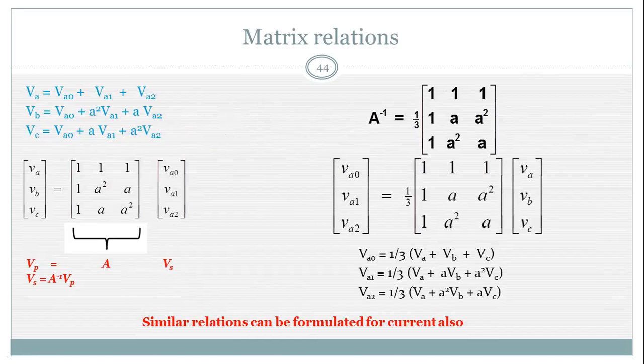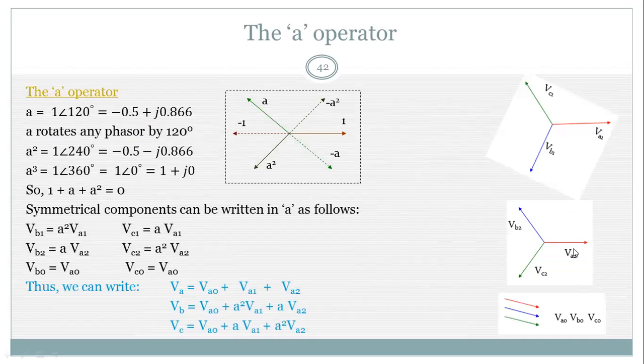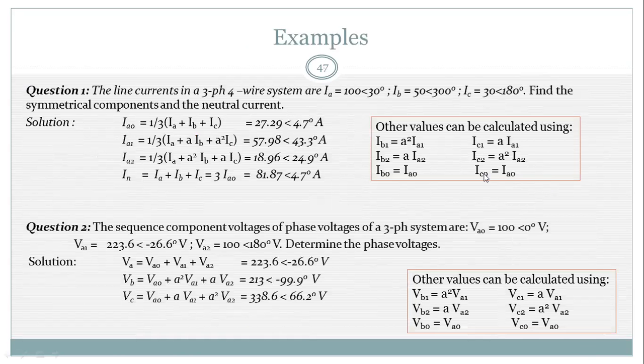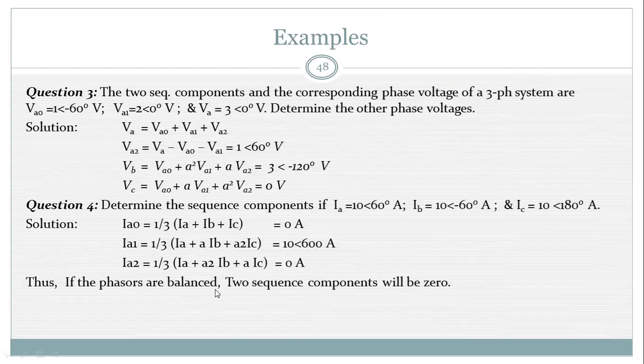For this type of derivation, we have to draw these three figures. For current, the notation should be I, and for voltage, the notation should be V. Now these are the small math problems. First, the line currents are given and we have to find the symmetrical current components. If we put these values in this equation, we get the answer. And if the symmetrical components of voltage are given and we have to find the phase voltage, we can easily find it by putting these values in this equation. So these are some simple math problems.